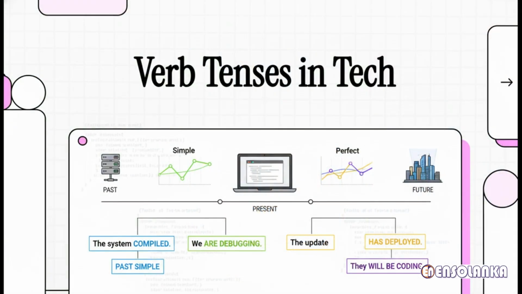Hey everyone, and welcome. Today we're going to talk about something you use every single day, but maybe don't think about as a professional superpower. I'm talking about verb tenses. Now you might be thinking, grammar, really? But in the tech world, a tiny, tiny shift in a verb can have absolutely huge consequences. And in this explainer, we're going to show you exactly how.